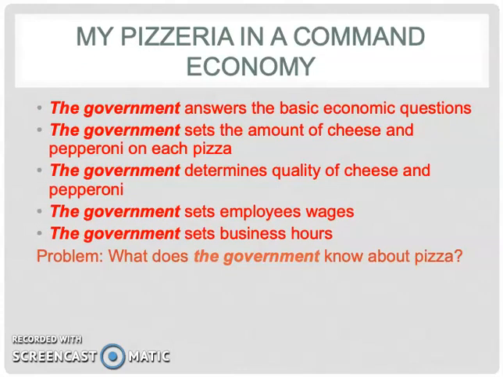In a command economy, the government answers the economic questions. They set the amount of cheese and pepperoni on each pizza. They determine the quality of cheese and pepperoni, so they're the ones who are purchasing for you and providing it for you. They're the ones who set the employee wages, and they set the business hours. But the biggest question here, what does the government really know about pizza?